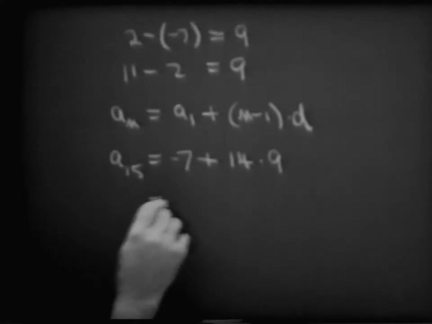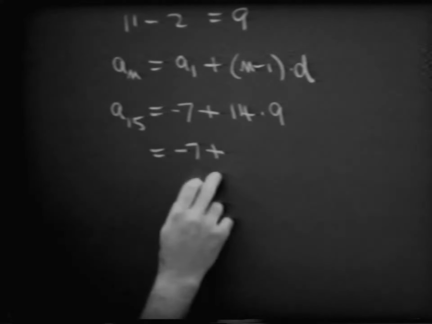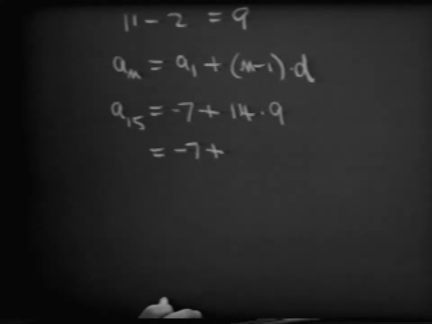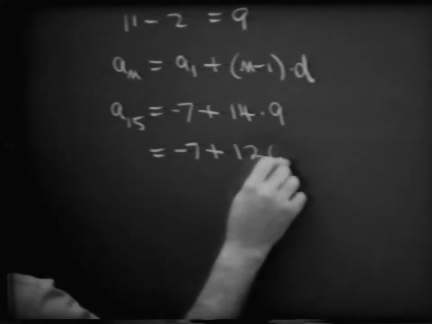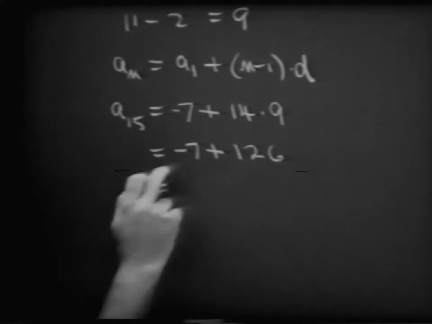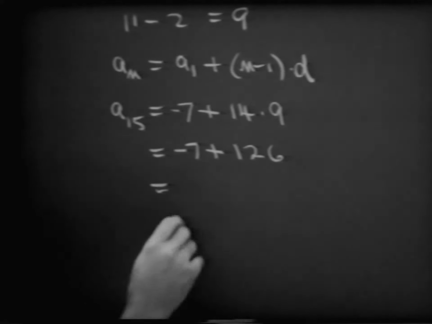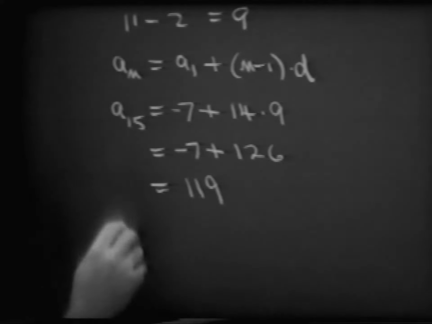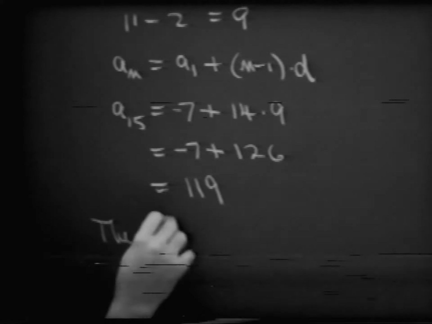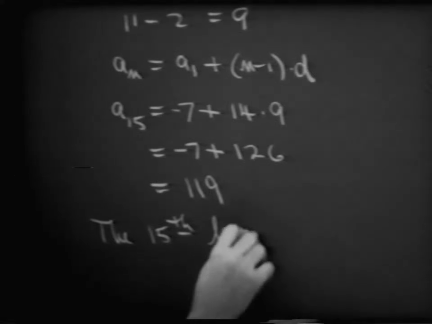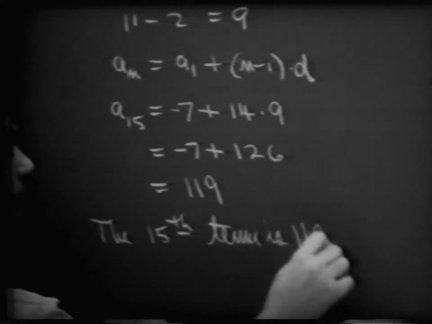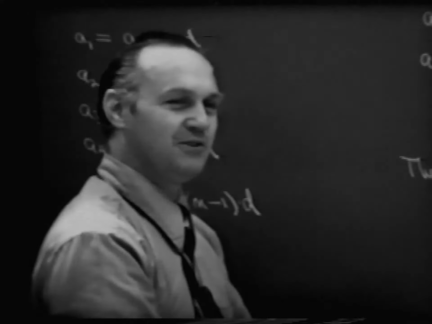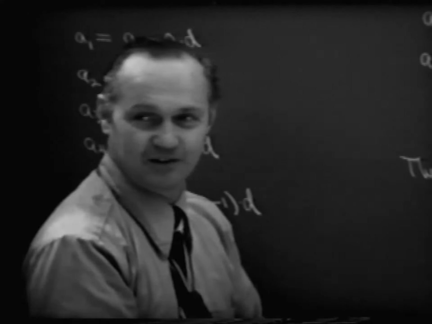Let's do our arithmetic. We have negative 7 plus 9 times 14, which is 126. Then 126 minus 7 is equal to 119. So the 15th term is 119. And notice here we don't have to find the 14th term and the 13th term and so on all the way back to the first term.